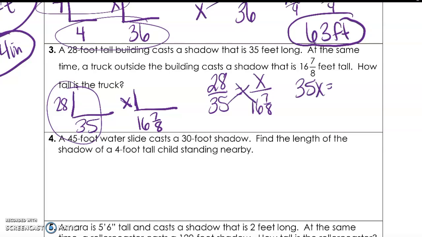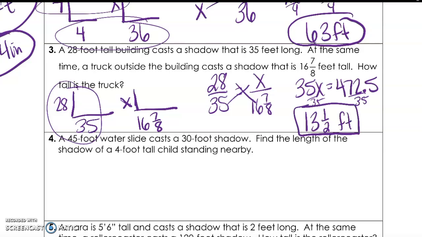35x is equal to 472.5, so divide 472.5 by 35. We should get 13.5, but write that as 13 1/2 feet. The truck is 13 1/2 feet tall.